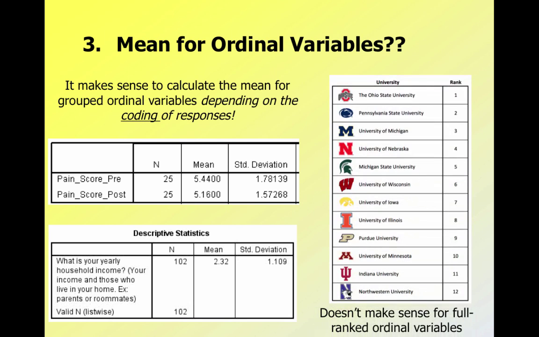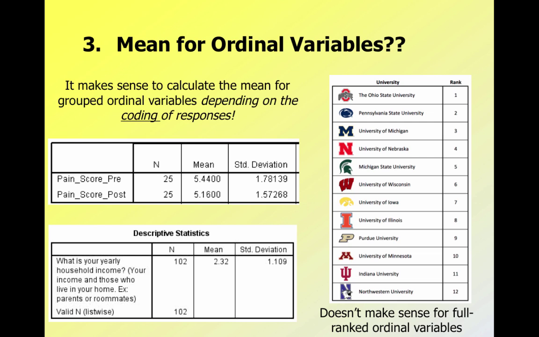Here's an example of full ranked ordinal variables. Again, this is where only one person or one case can fill one ranking. It doesn't make sense for us to report what the average ranking is, because what does that mean? We don't have average rankings. We have: are you ranked first, ranked second, ranked third?